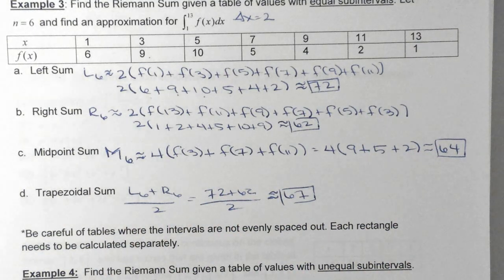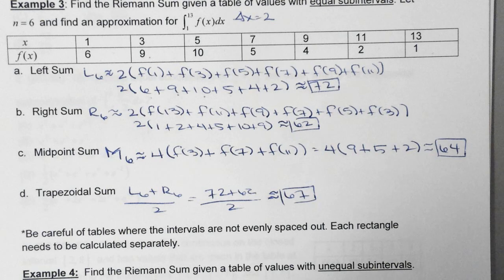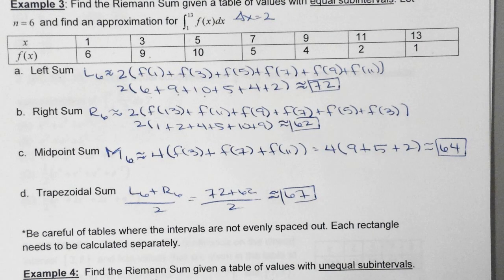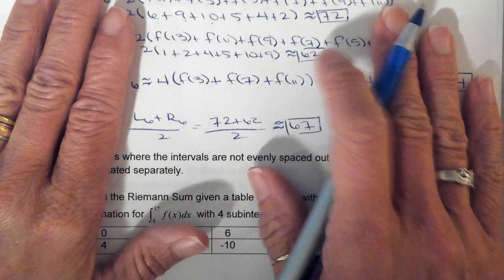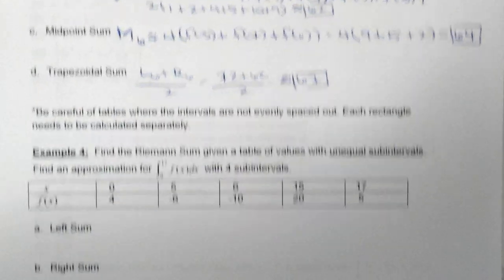Since we're only using 3 values, how come it's still M sub 6? Because you're doubling the width, so it's still representing 6 rectangles. Now, in the next one with the unequal, it's going to be half the number. So for equal subintervals, make sure you take a look at this. This is what people miss every single time.